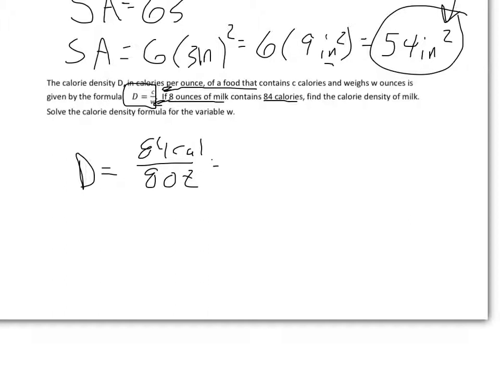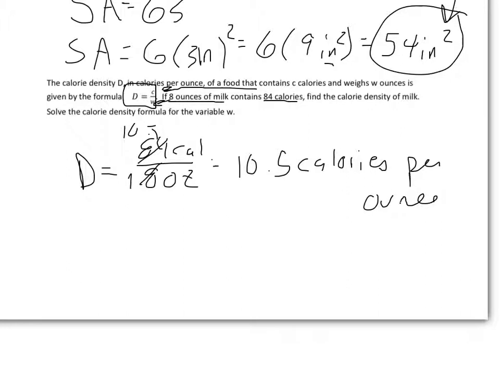Now here's the deal. When we divide 84 by 8, we are going to get a decimal. We get 10.5 calories. Division really means per, so 10.5 calories per ounce. And that's that one. I'll pick it up on the next page with some solving for letters in equations.